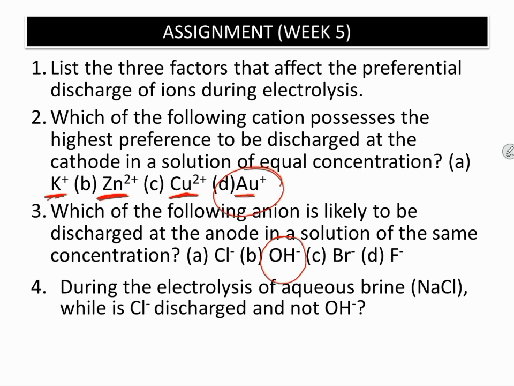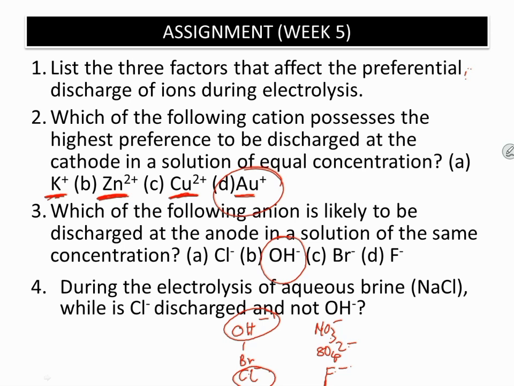That's simply because, if you look at the series for aqueous brine, we have OH, I, Br, Cl. We say OH in butter clothes. Now you see that OH occupies the highest position, so why is chloride, which occupies the fourth position, discharged?